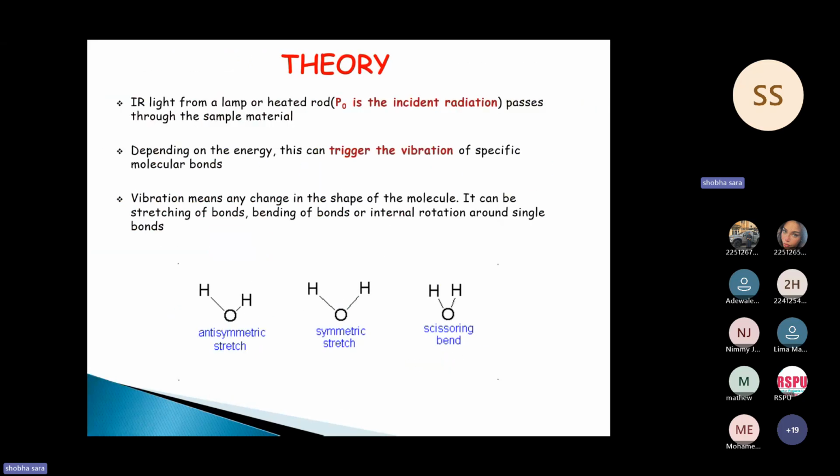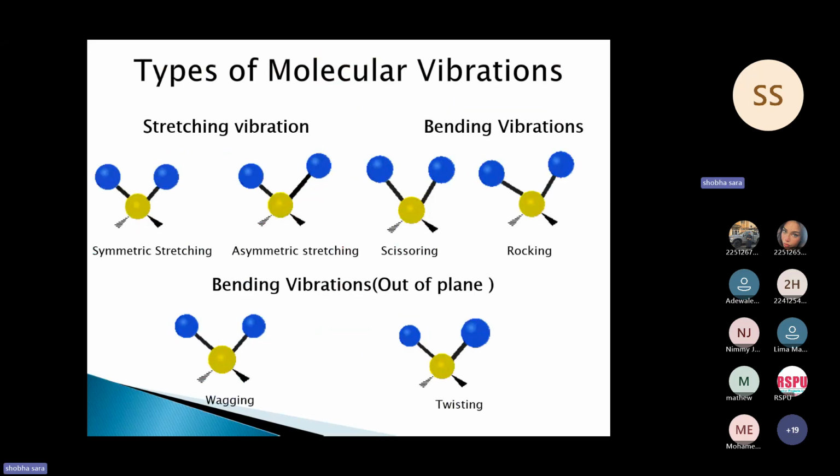Then what happens there? Depending on the energy, it can trigger the vibration of a specific molecular bond. You can see how the molecules vibrate. Vibration means a change in the shape of the molecule. It could be stretching, bending, or internal rotation. There are various kinds of vibrational modes for a molecule. These are the most common molecular vibrations.